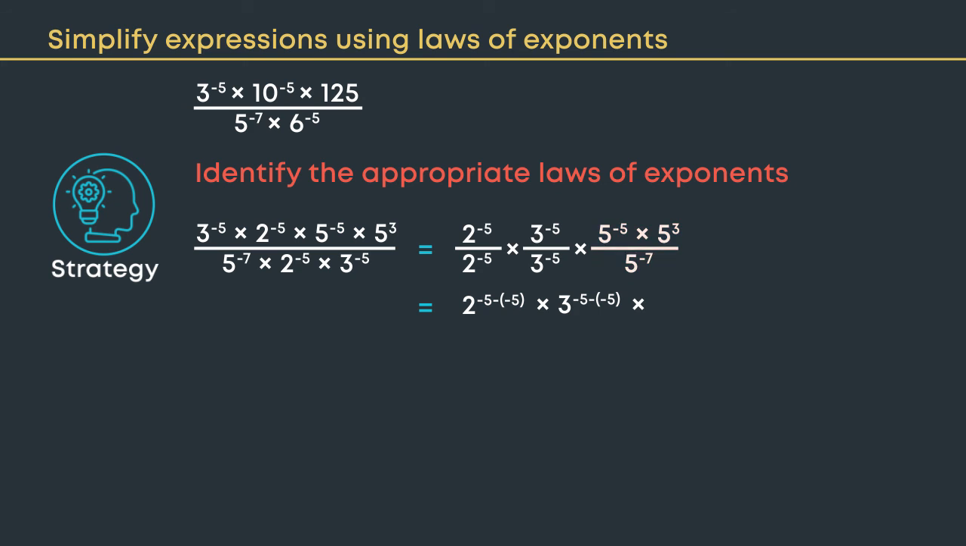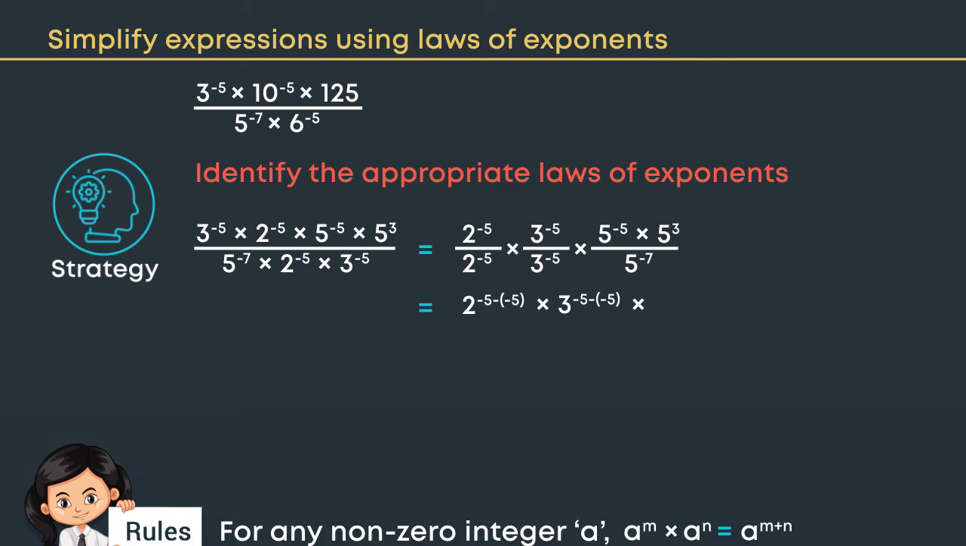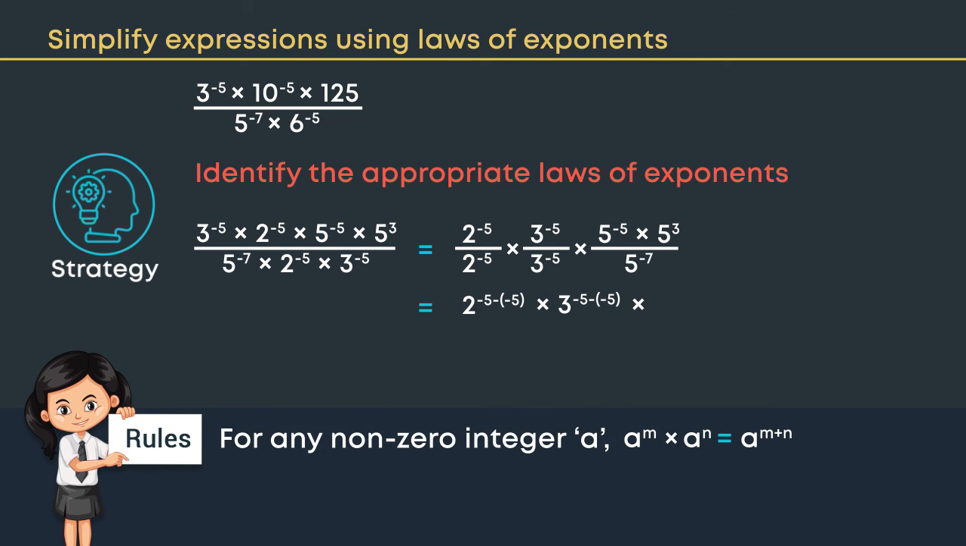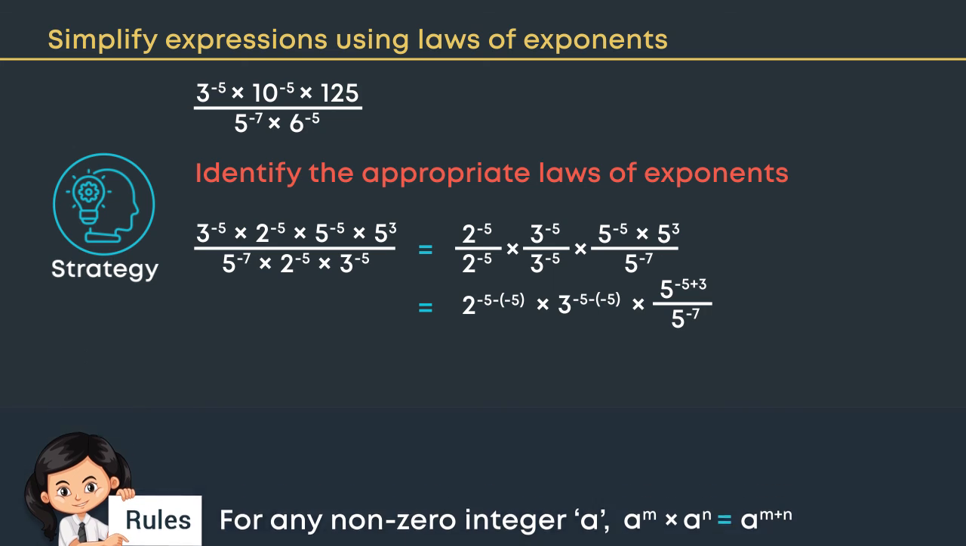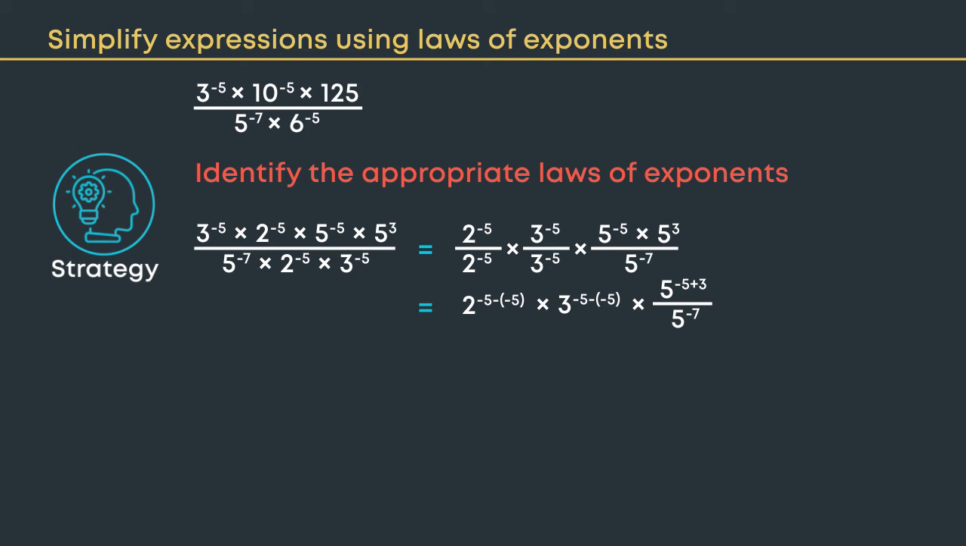5 to the power of minus 5 into 5 to the power of 3 is of the form a to the power m into a to the power n. We apply the product rule here and write it as 5 to the power of minus 5 plus 3 by 5 to the power of minus 7. Upon simplification, we get 2 to the power 0 into 3 to the power 0 into 5 to the power of minus 2 by 5 to the power of minus 7.